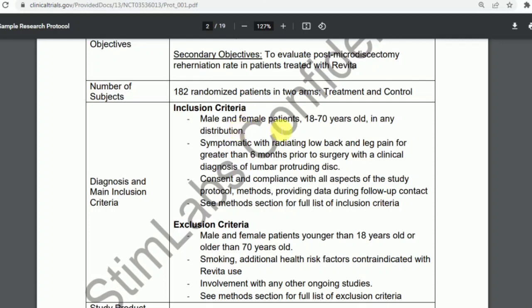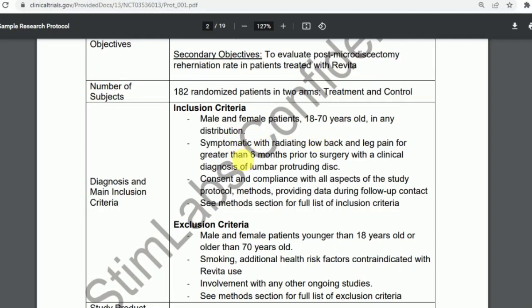So here, under inclusion criteria, male and female patients both are applicable. 18 to 70 years old subjects are applicable. So not less than 18 or more than 70 years. So suppose a subject who is 70 years old comes to the particular site, and it is observed that the subject is 17 years old, so he or she is not included in that clinical trial.